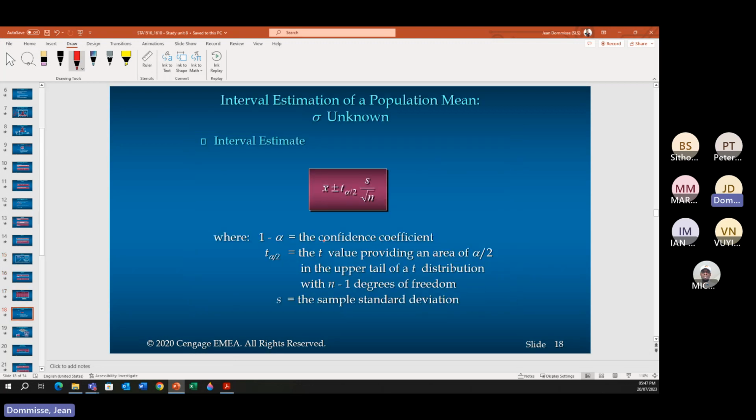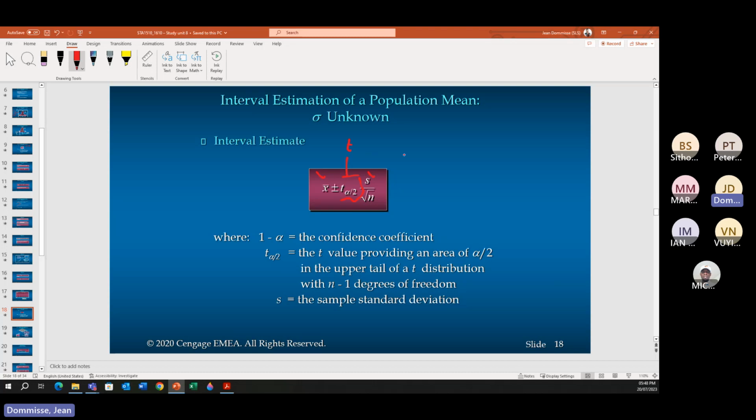Okay, and then a very similar formula for when the population standard deviation is unknown. So you will see the x is still the same, your mean. You have a sample standard deviation instead of a population. So basically very similar. The only thing that is different is that we use the T instead of a Z.